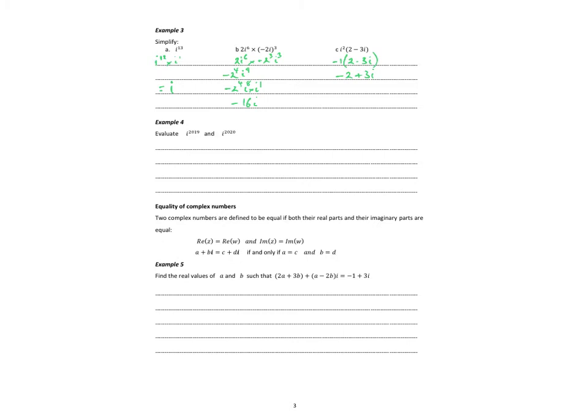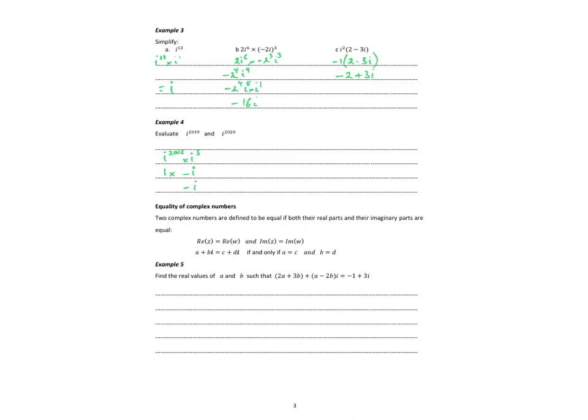i to the 2019. Well, 2000 is divisible by 4, so we know that that's going to be just 1. 19, which means 2016. 2016 is perfectly divisible by 4, so that's 1 times negative i, so it's minus i.